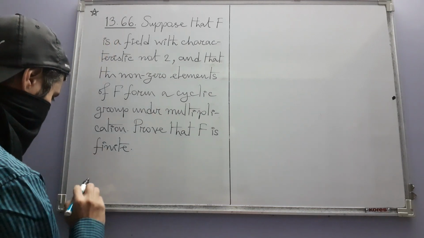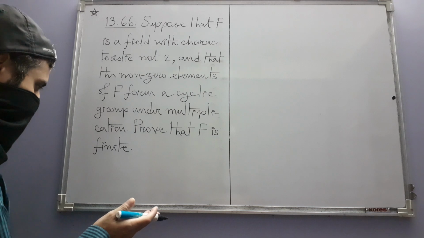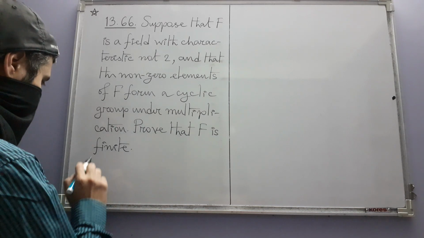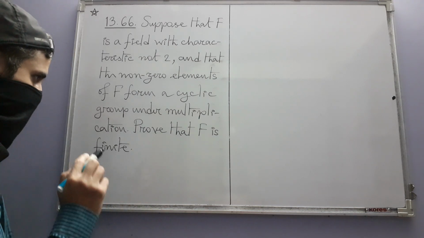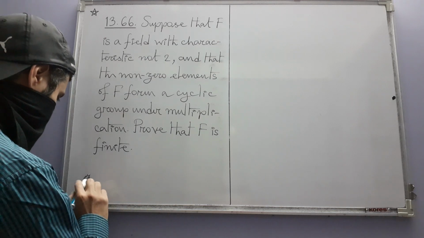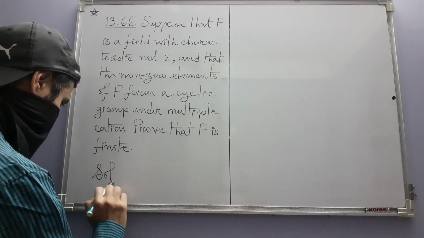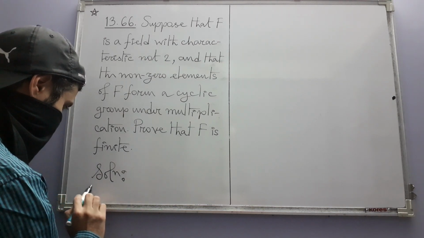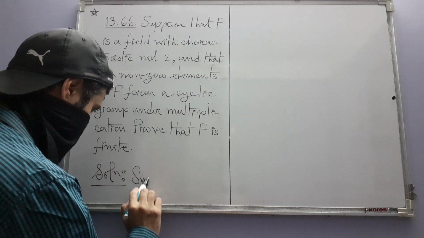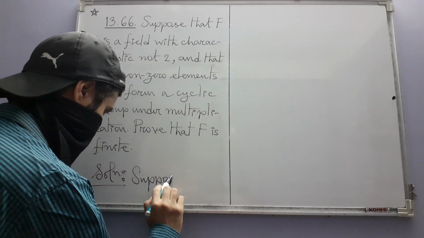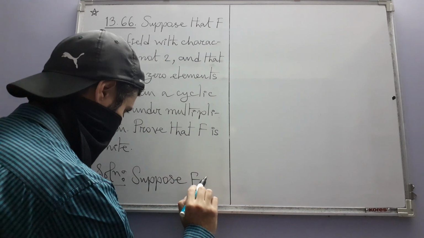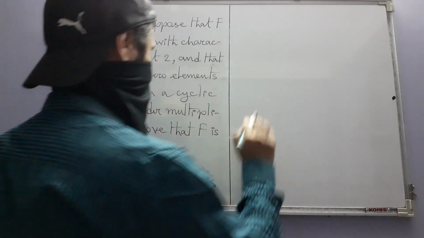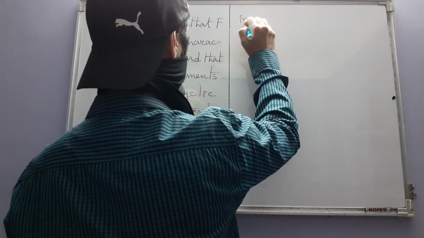So let's see the solution. And the proof is by contradiction. We will suppose that F is infinite and then arrive at some contradiction. Suppose F is infinite.